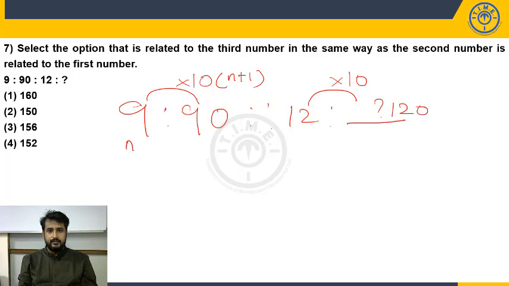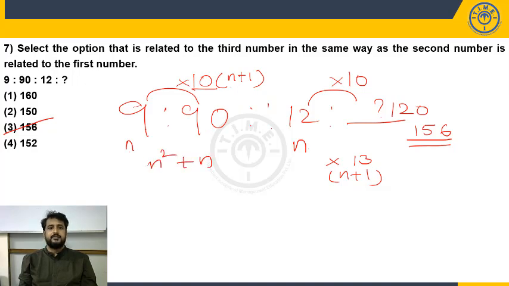9 is n, so the same 10 which I am multiplying, I am saying as n plus 1. 9 plus 1, 10. Now if I take n as 12, so what should be this number n plus 1? N plus 1 should be equal to 13. 13, which is nothing but 12 into 13 is 156. Is it available in the choices? Yes, choice 3.